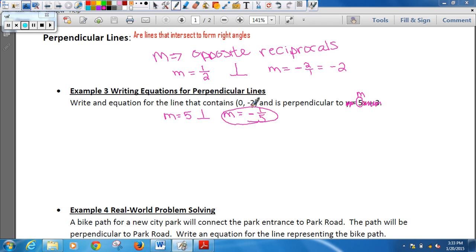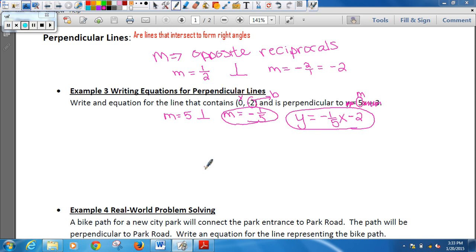We could use point slope form again if we wanted to, because I do have a point. But I could also, if I recognize, since x is 0, this also gives me my b or my y-intercept. So I could very easily write it in the form y equals mx plus b, which is -2. So I could very easily write it as that form.